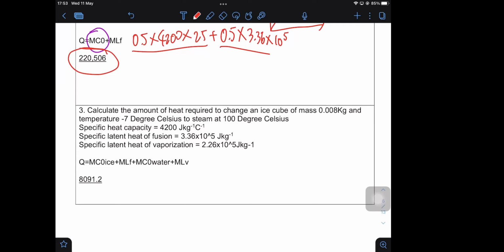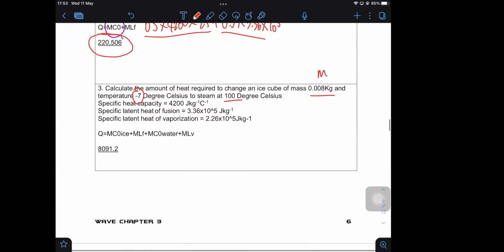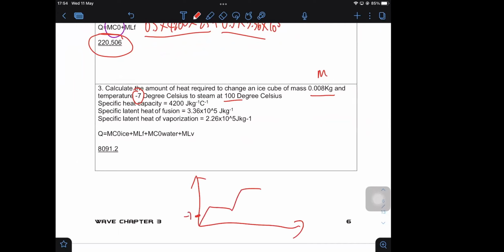Anyways, looking back here, what do they want from you? Calculate the amount of heat required to change an ice cube of 0.08 kg, starting off at -7 degrees Celsius, to steam that is 100 degrees Celsius. If I were to draw the graph, it would be something like this, starting from here, which is -7. So it'll be this part plus this part plus this part all the way until here. On top of this will be the steam part, which is completely steam already, at 100 degrees Celsius.